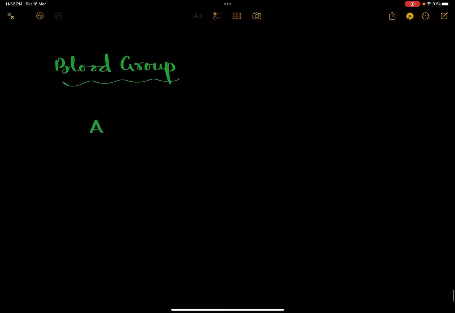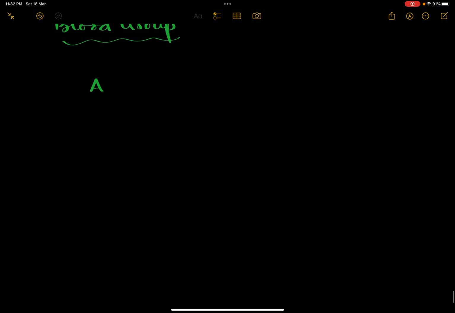This is A. Again, there may be two possibilities, I'll talk about it later. There is B. There is your AB, and this is your O. So tell me about this.